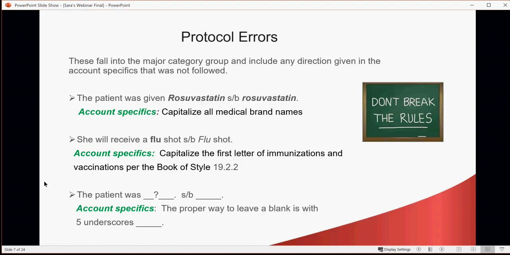Even if your guess is wrong, as long as you have done the protocol of the 5 underscores and the parentheses, there's no points deducted for that. You will avoid these errors if you remain familiar with the account specifics.